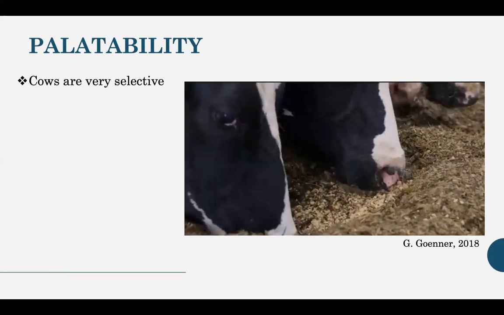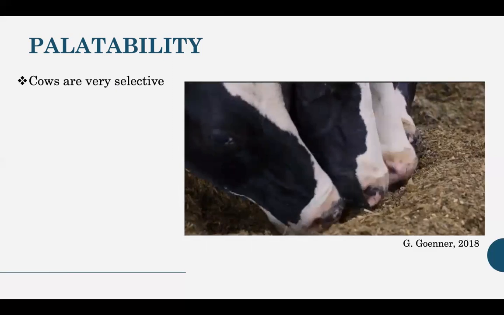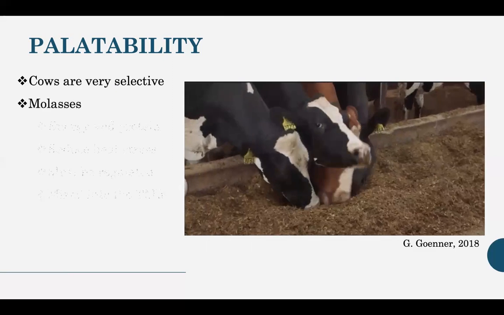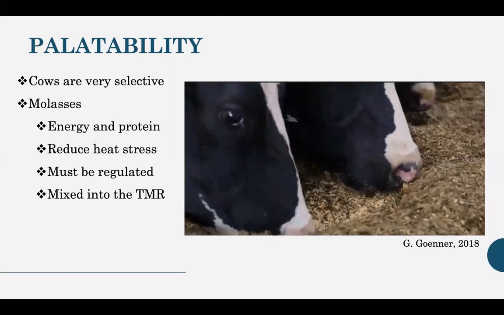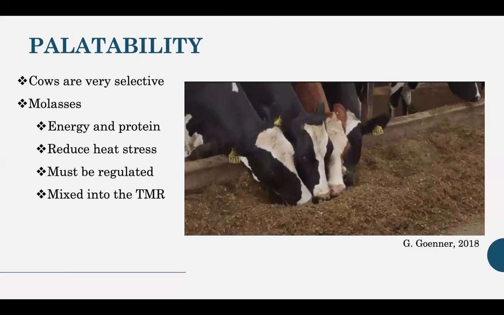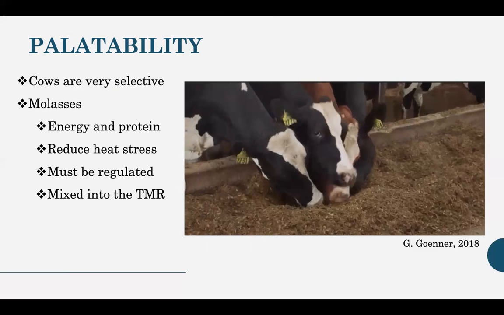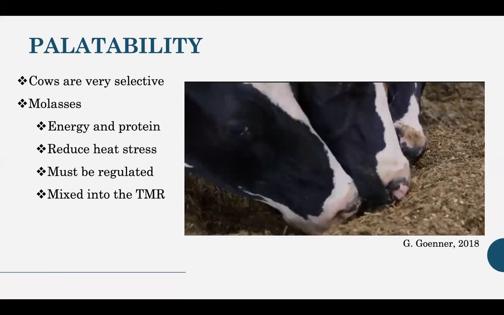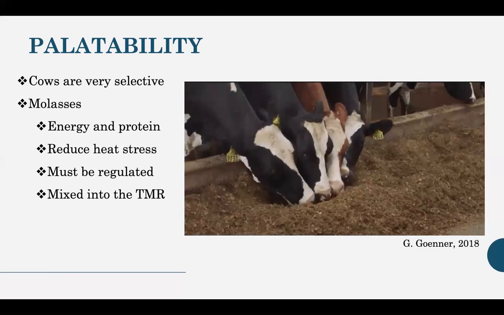Because cows have such a sweet tooth, a great way to entice them to eat is to add molasses to their ration. Molasses offers a very cost-effective way to increase palatability of feeds and also contributes to good levels of energy and protein to the diet. An added bonus is that molasses can also help reduce any heat-related stress.